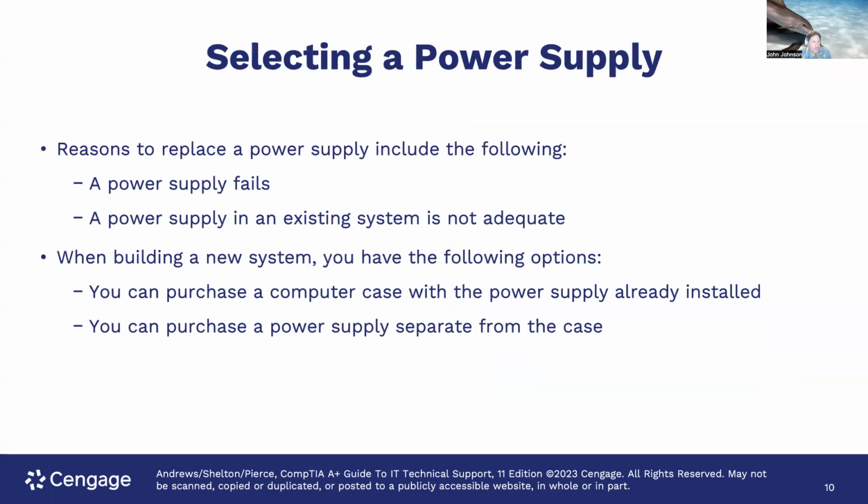Selecting a power supply. Reasons to replace a power supply include the following: a power supply fails, or a power supply in an existing system is not adequate and you need more power. When building a new system, you have the following options. You can purchase a computer case with the power supply already installed, or you can purchase your own power supply separate from the case.